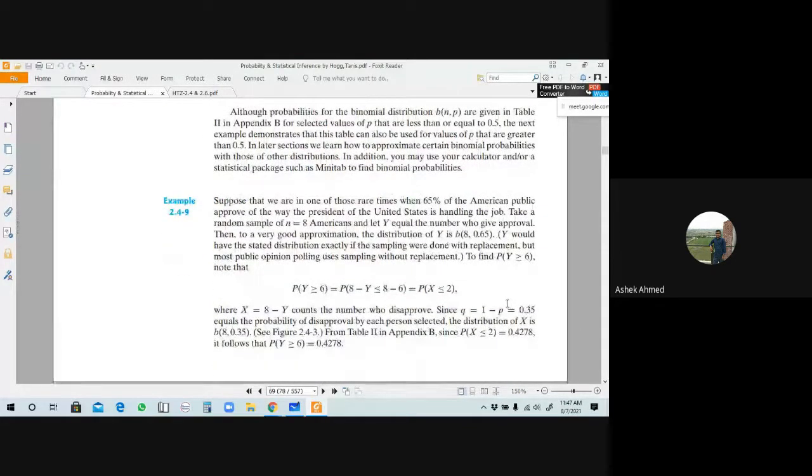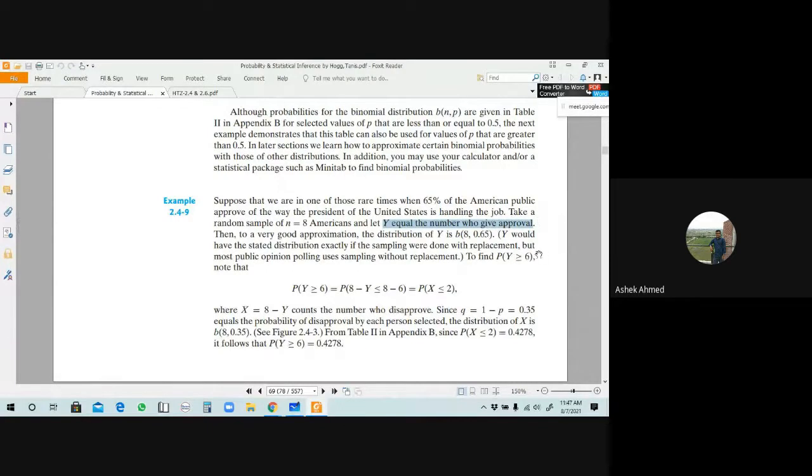Okay, now we will see the next example here. Suppose that we are in one of those rare times when 65% of the American public approve of the way the President of the United States is handling the job. Take a random sample of n equals 8 Americans and let y equal the number who give approval.